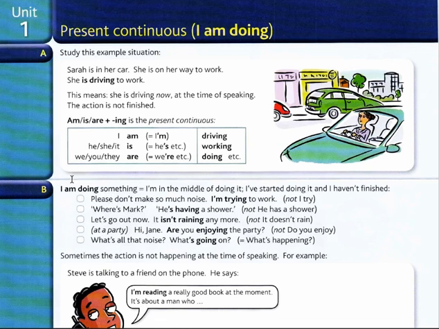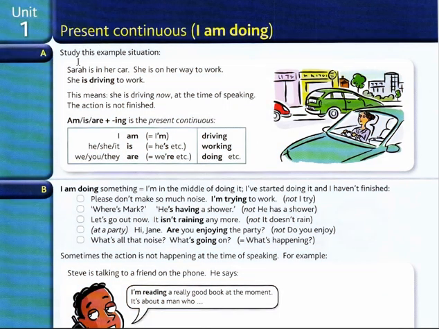So let's start. At first, let's explain what present continuous is. As it is written here, in the middle of doing it, I have started doing it, but I haven't finished. What does it mean? It means when you say something in present continuous, you are in the middle of doing this thing; you have started doing it, but you have not finished.